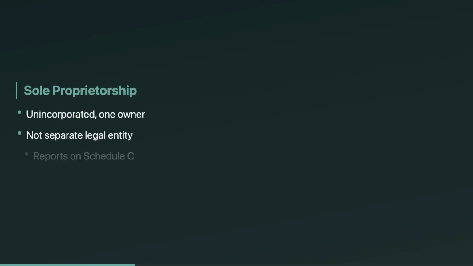A sole proprietorship is not a separate legal entity. It's just you doing business. You can have employees, contractors, and a business name, but there's still only one owner taking the risk. Tax reporting is straightforward. Business income and expenses generally go on Schedule C. If you sell the business, the buyer doesn't take over your sole prop. They're buying assets and then operating their own new entity.